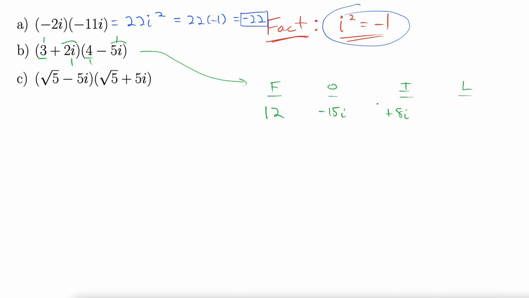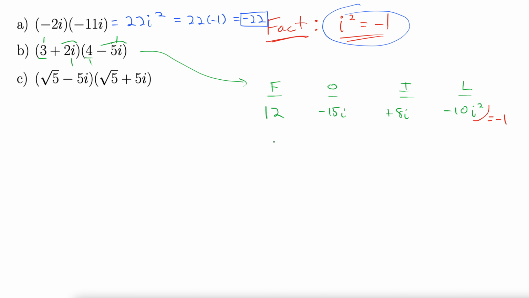This is where we have to be careful. 2i times 5i, or 2i times -5i, sorry about that, -5i. 2 times -5 is -10i squared. And here we are again. i squared, remember, is -1. That's the important part of this. Okay, that's what's different now.